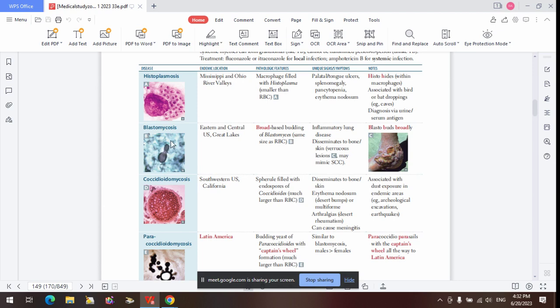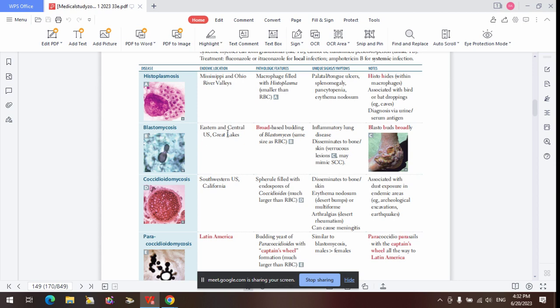So you guys can see the way it looks here. This is the daughter cell branching from the mother cell. So they form this broad-based appearance. From the name, B, blasto, blastomycosis, broad-based budding. That is blastomycosis. You will always see this pathological feature in the question. It will always be there. So once you see it, you know your diagnosis.